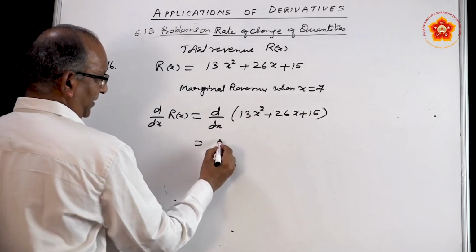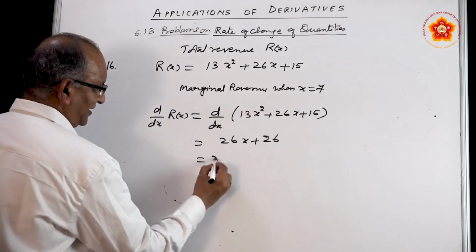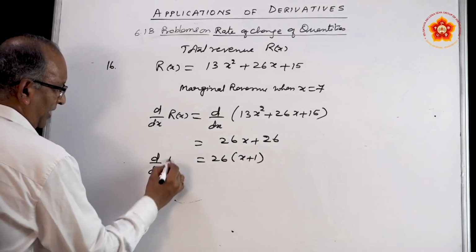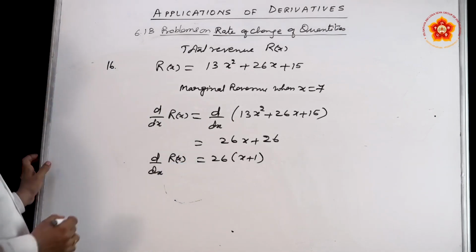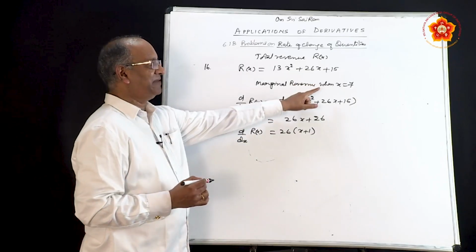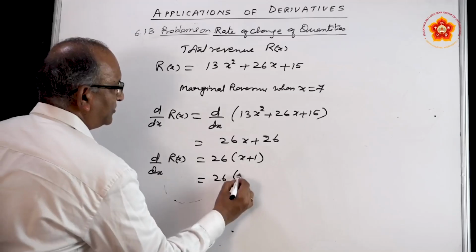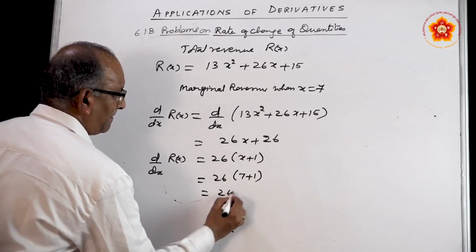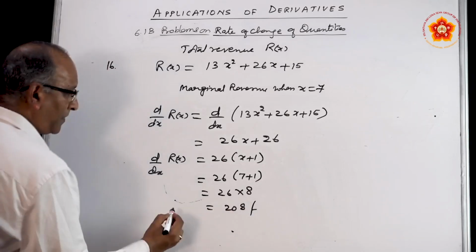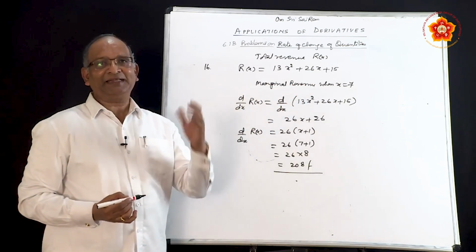13x square, the derivative of x square is 2x, so it is 26x plus 26, derivative of constant is 0. You can take 26 common and say it is 26 times x plus 1. So this is d dx of R of x. What is d dx of R of x? This gives you marginal revenue. We want to find out marginal revenue when x is 7. So substitute 7 wherever x is. So it will become 26 into 7 plus 1, that is 8. So this is the answer of marginal revenue when x items are sold.